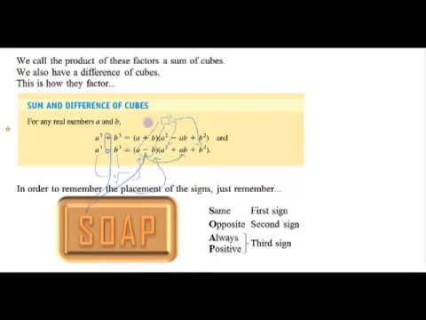So here's our S, and then the next sign is going to be opposite, O. So if this is positive, this is negative. Since this is negative, this will be positive. And the last sign we see is always positive, positive, positive.